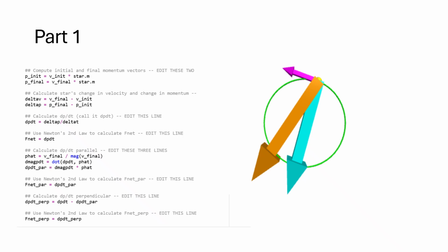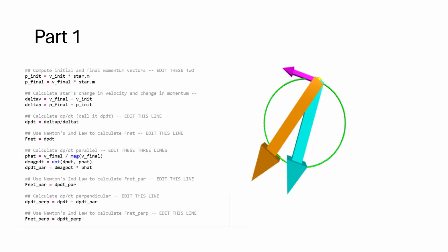And then finally we calculate the perpendicular and parallel forces by constructing p hat, which points in the direction of motion. Then we do the dot product of p hat and dp dt, which is the F net, and we multiply that times p hat to get F net parallel force. To calculate perpendicular, we simply subtract the parallel force from the net force, and that's what we get.